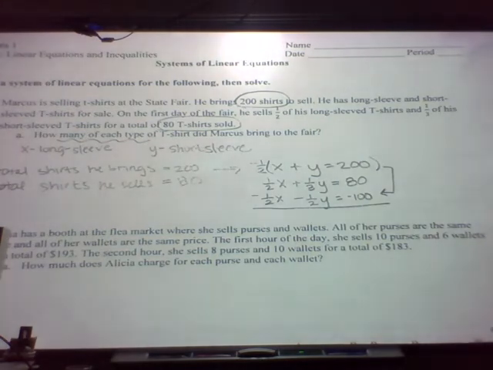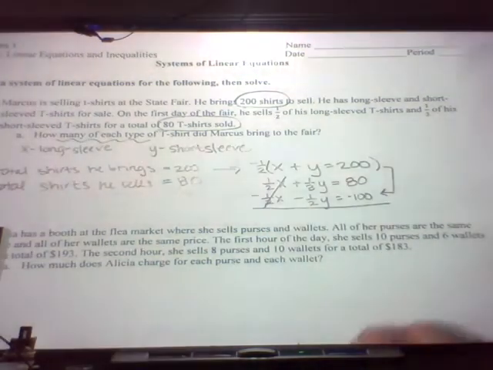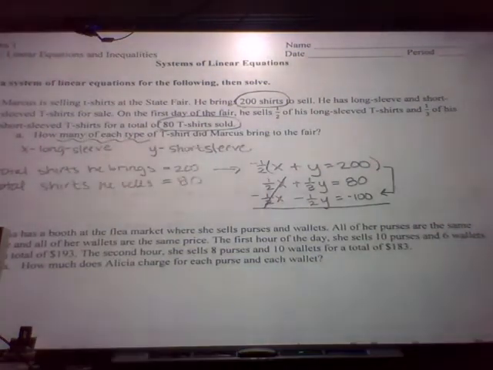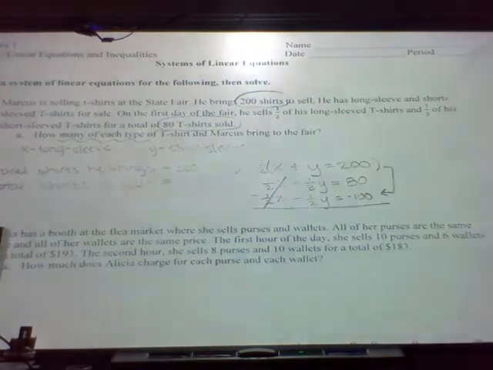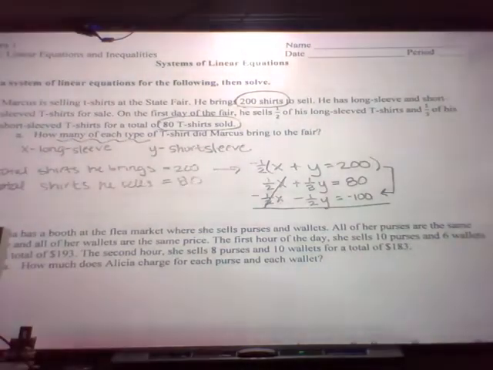Okay, my X's cancel out here. Now, if I'm not sure about my fractions, I'm going to take my calculator, and there's a link to a graphing calculator app on your Google Classroom.